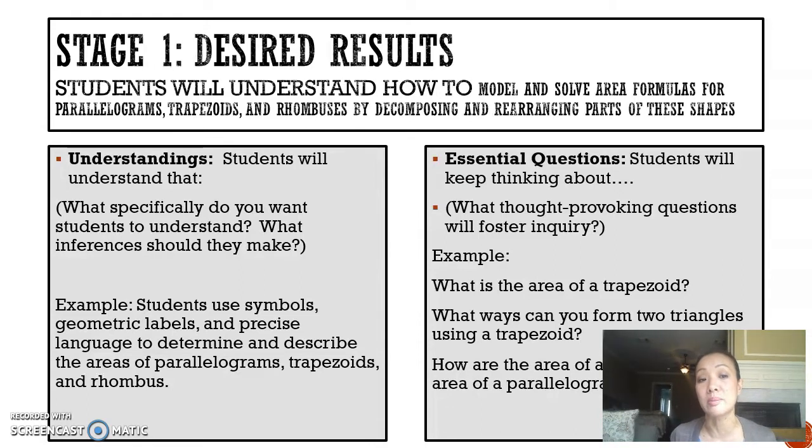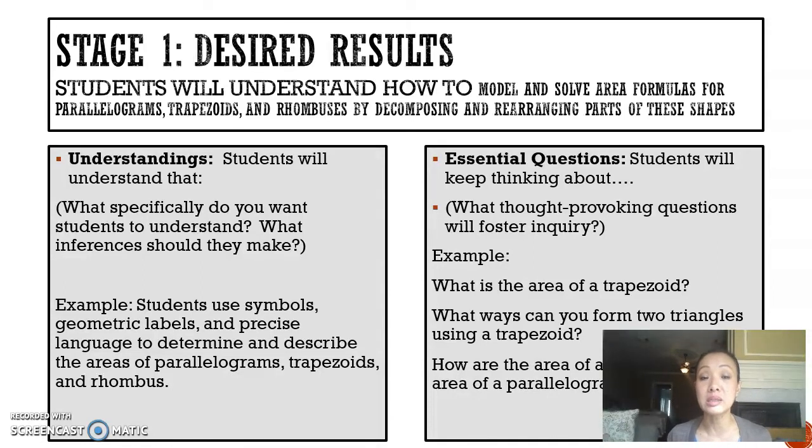What is it that you want them to understand? And then remember, we talked about essential questions. Students will keep thinking about what thought-provoking question will foster inquiry. For this example, for this TEK, I wrote: What is the area of a trapezoid? In what ways can you form two triangles using a trapezoid? And how are the area of a trapezoid and the area of a parallelogram related?